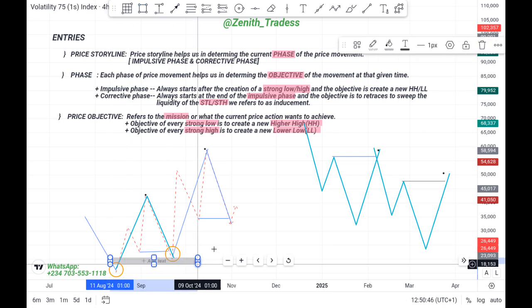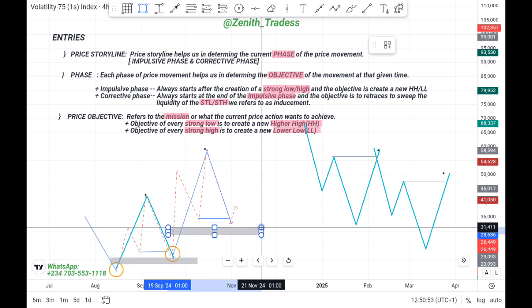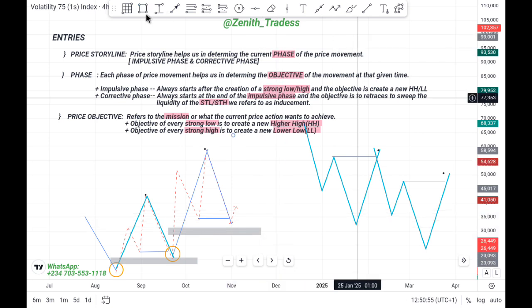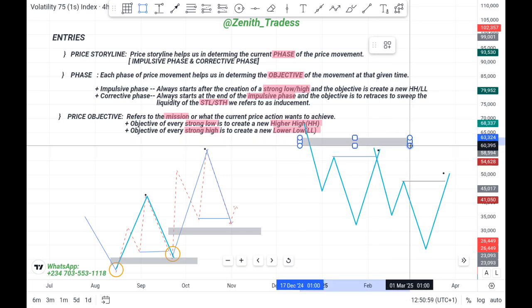At the start of every impulsive move, we expect a 4H fair value gap. In most cases, at the start of every impulsive move, we expect a 4H fair value gap. This is for bearish scenario.